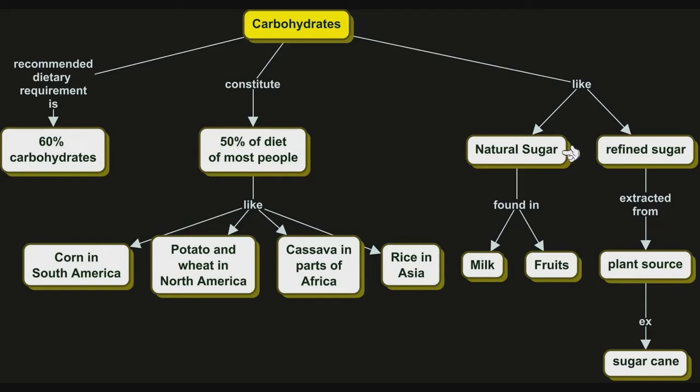Carbohydrates. An example to this is natural sugar. Natural sugar are found in milk and fruits. Another example of carbohydrates is refined sugar. These are actually sugars that are extracted from a plant source, specifically sugar canes.